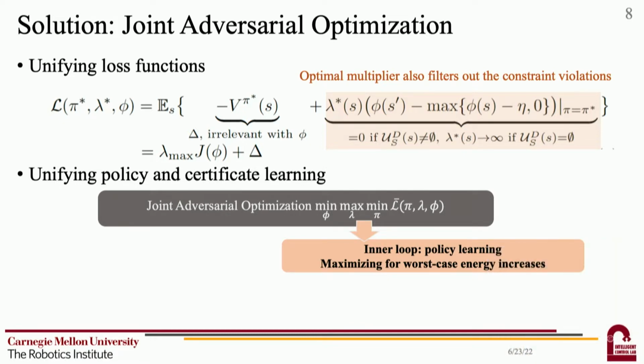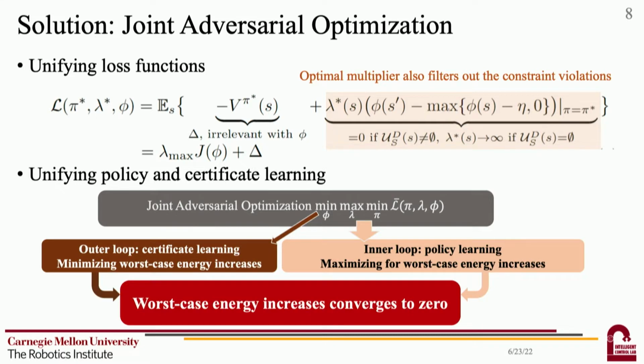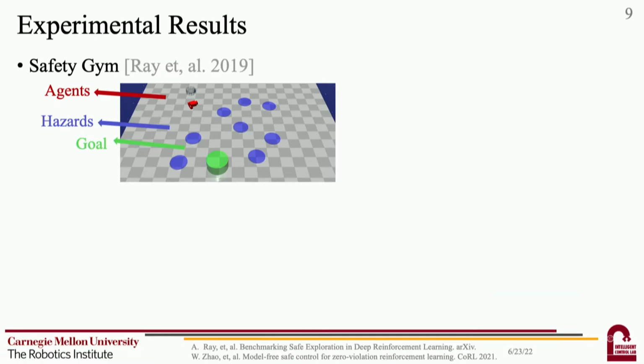Intuitively, the inner loop is the policy learning part, where we aim to get the worst case energy increases. And the outer loop is actually the certificate learning process, where we minimize the worst case energy increases. The result of this adversarial optimization is that our worst case energy increases converge to zero. And this means we get the feasible safety certificates and also the safe control policies. In our paper, we also provide convergence guarantees. You could check it if you are interested.